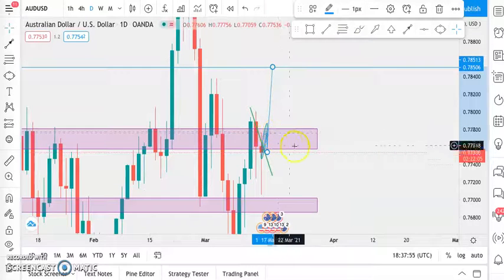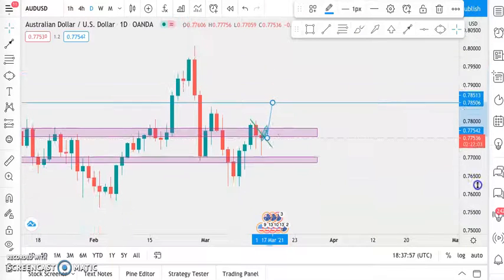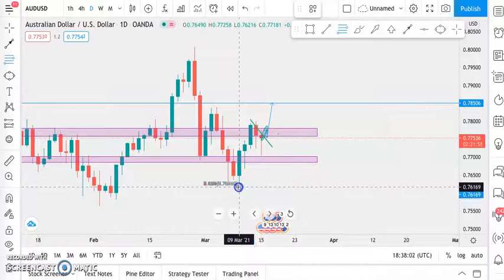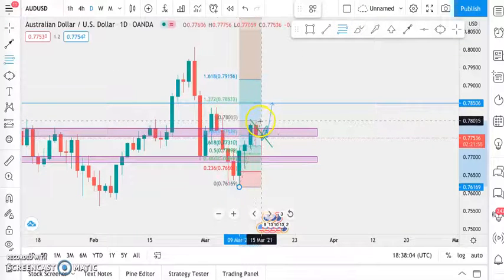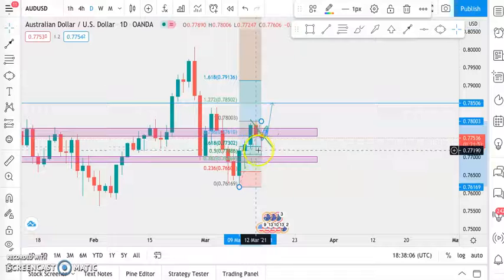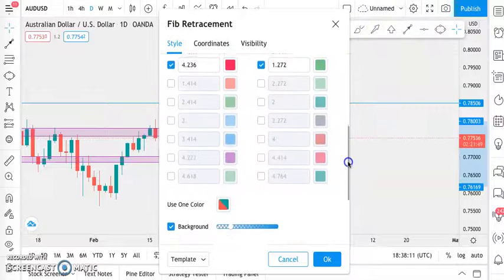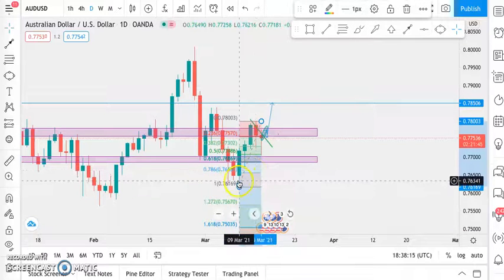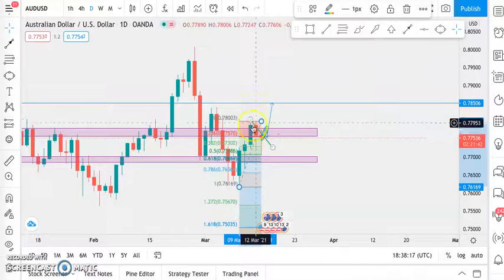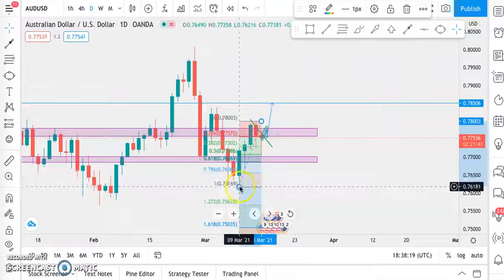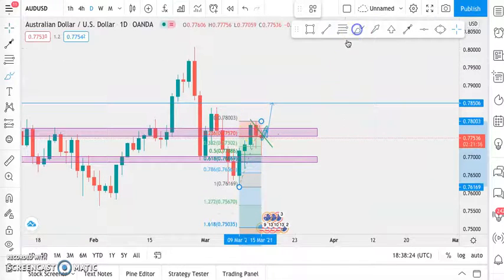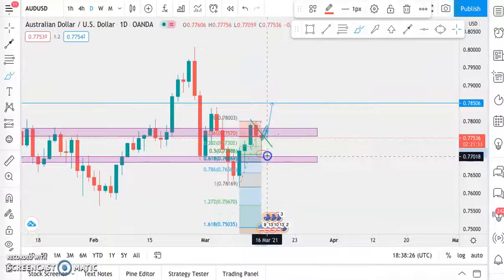Keep in mind that from the monthly perspective, from the daily perspective, we did make this impulse to the upside, and then here, we can see from here that the market made this impulse to the upside, and if we take our Fibonacci from the low of this impulse to the high of this impulse, we can see clearly that the market has retraced to this 50 Fib level.